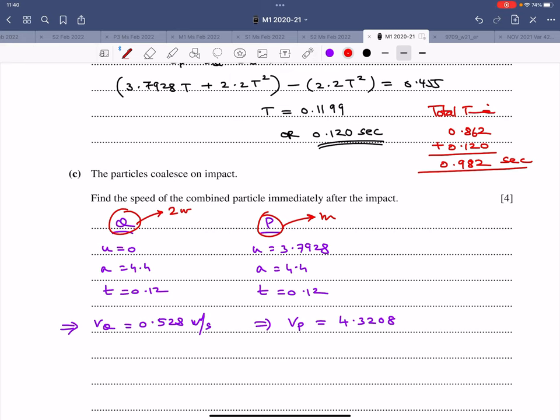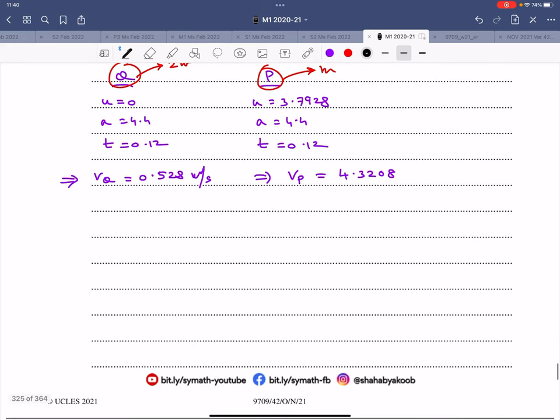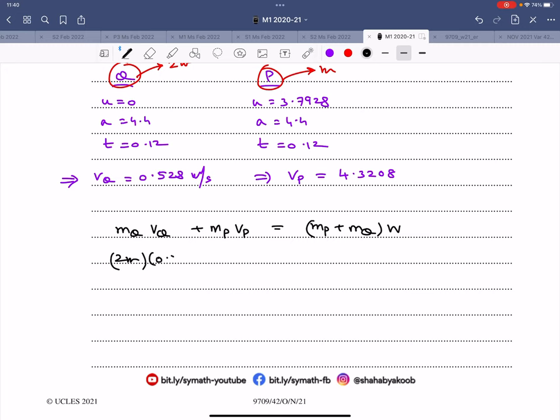So now apply the same equation: mass of Q times velocity of Q plus mass of P times velocity of P equals mass of P plus mass of Q multiplied by W, where W is the coalesced velocity. So this is 2m into 0.528, and this is m into 4.3208. That comes out to be 3m multiplied by W. And then you get the answer 1.792 meter per second.